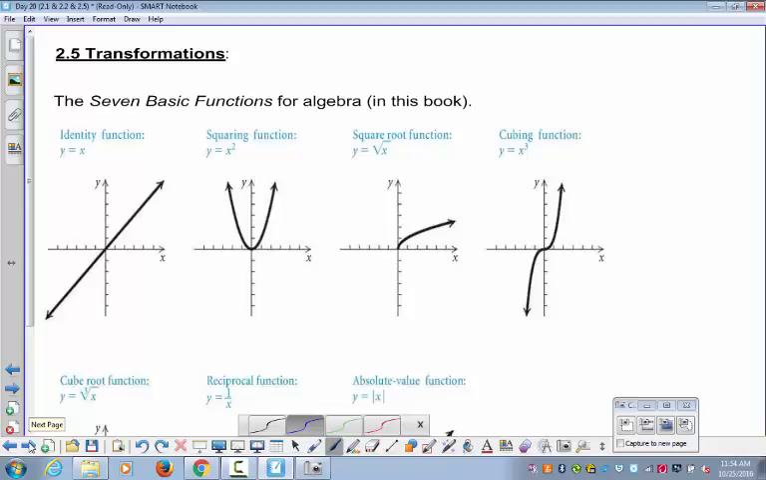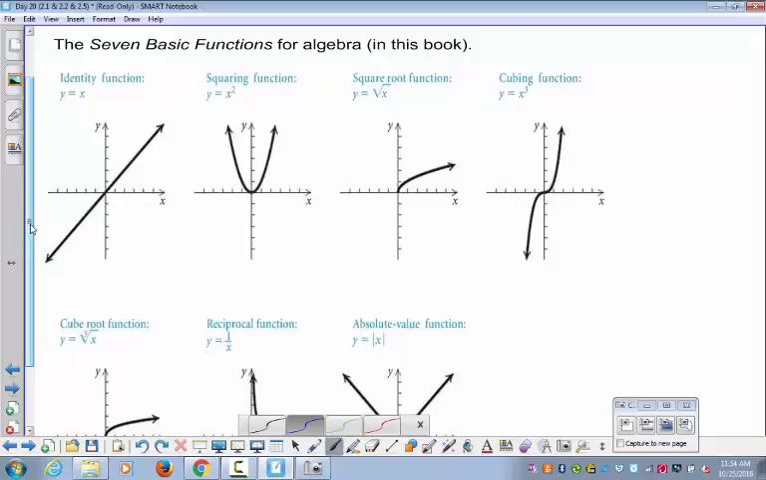Transformations. You guys are great at these. You just did transformations with trig functions. Transformations with algebraic functions is going to be a piece of cake. Way less going on. So in this book, different algebra books have a different sort of handbook of basic functions.